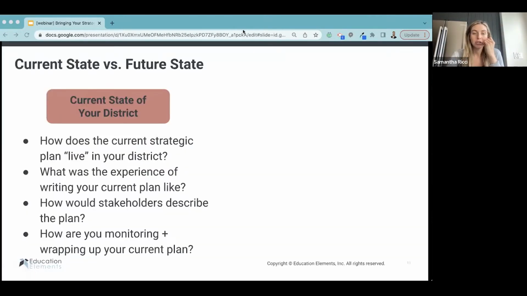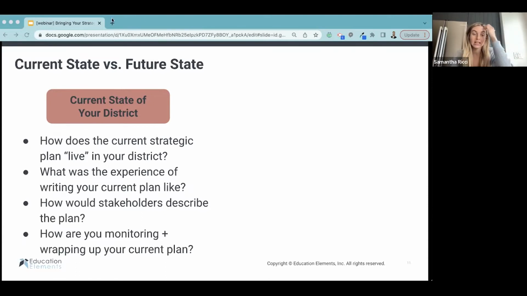What you'll want to consider too, as you start to think about these plans and how you want to make this work over time, is asking yourself the current state of your district. How does the current strategic plan live in the district? Are people seeing it? Is it public facing? Do families know about this, right? What did the experience of writing the current plan look like? Was it 5 people at a table and then no one else sees it, right? We want to make sure that the whole community is involved. How would stakeholders describe the plan? How would teachers and other leaders describe the plan? Do they know what the goals are for the next 5 years?